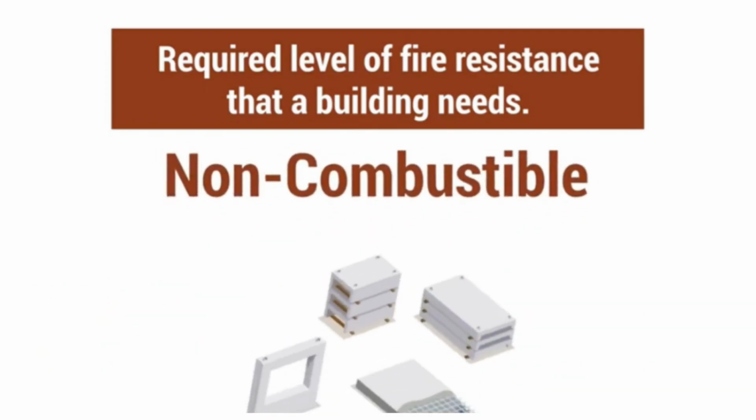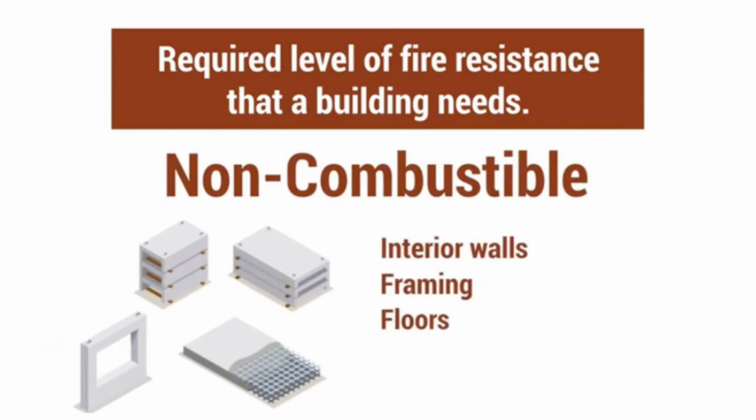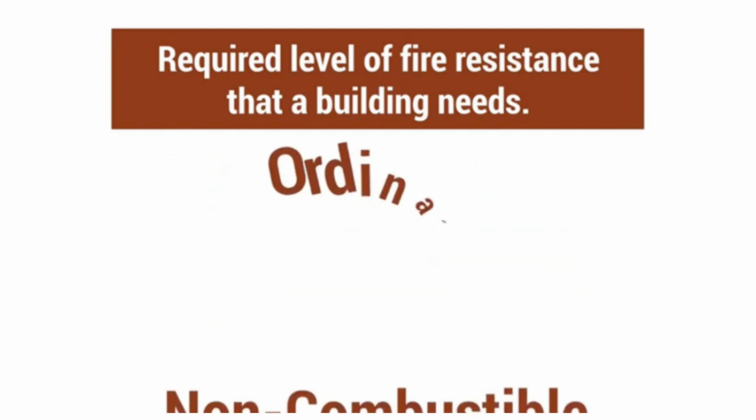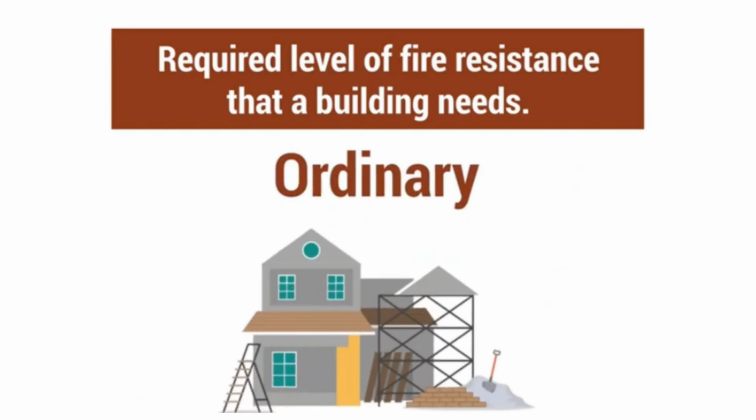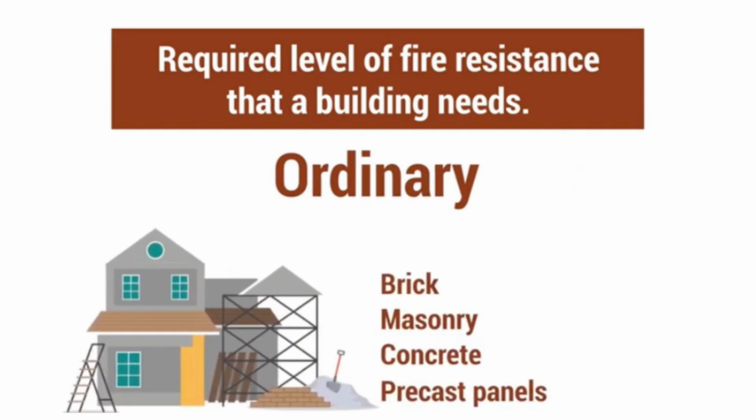Non-combustible. The building materials in Type 2 construction projects include interior walls, framing, floors, roofing, and exteriors are all made of non-combustible materials such as metal and concrete. Ordinary. Buildings in this category have exterior walls that are built with brick, masonry, concrete, precast panels, and other non-combustible materials. Interior structures and the roof can be wood-framed.